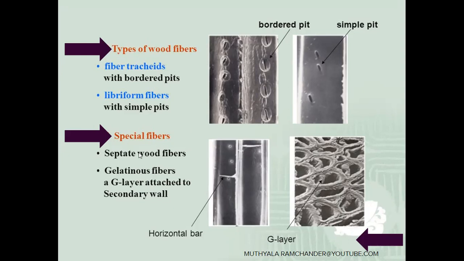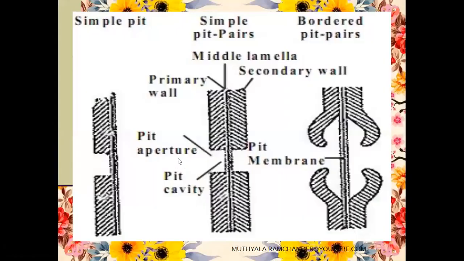And the special fibers are septate fibers and gelatinous fibers. The gelatinous layer is attached to the secondary wall. So these fibers are called gelatinous fibers. And the pits are mainly of three types in this sclerenchyma. One is the simple pit, then simple pit pairs, and bordered pit pairs.